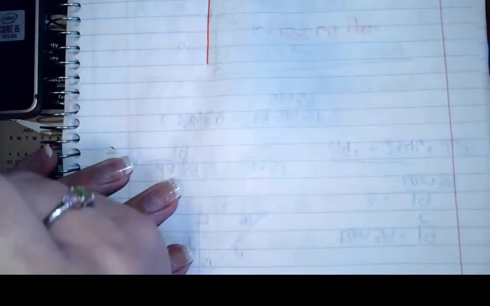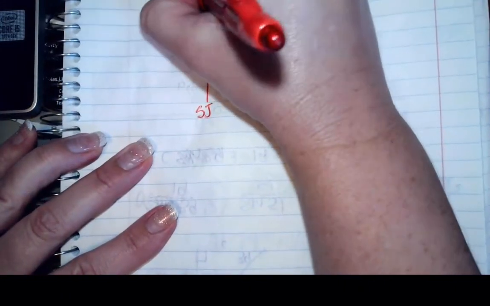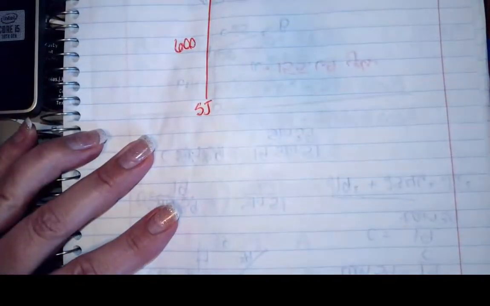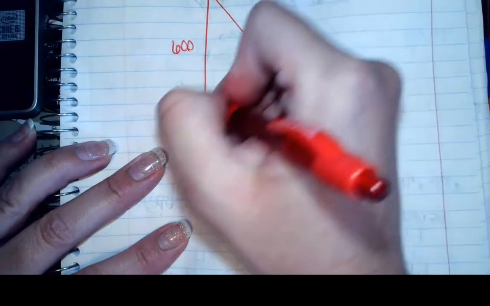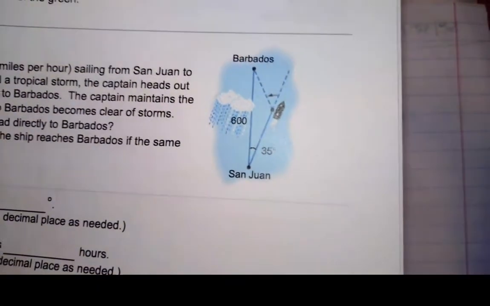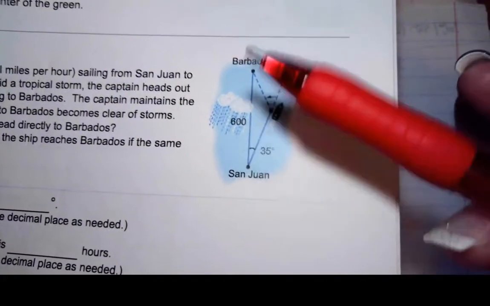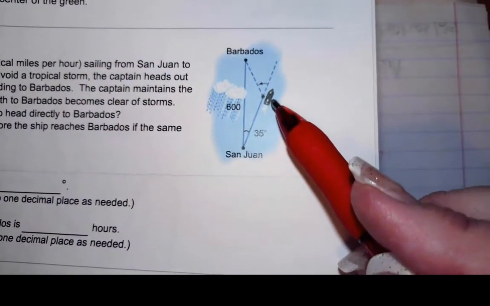We have a boat. So this is San Juan. And this up here is Barbados. And I know that this is 600 nautical miles. And I'm looking at this little picture right here. So let's push this back a little bit and then look. I have this scenario right here. So I've got a cruise ship that's going from San Juan to Barbados, but there's a storm. And it's supposed to be 600 nautical miles. But he's got to swing out this direction to avoid the tropical storm.